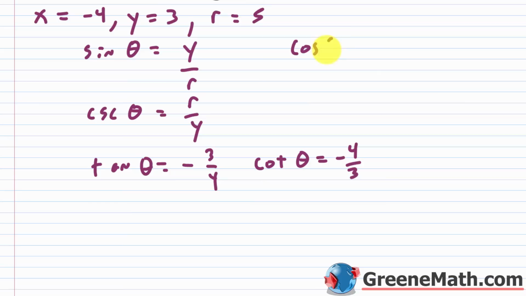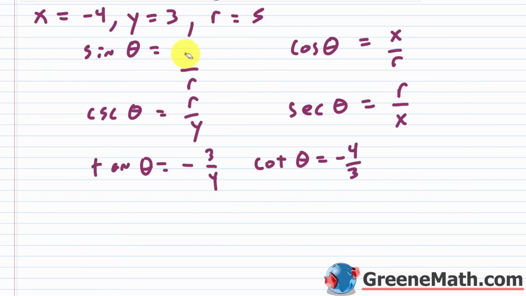So let's write the cosine of theta. That's going to be x over r. Let me make this theta a little bit better here. And then we have the secant of theta. That's going to be r over x. Okay, so now we'll just plug in. For the sine of theta, for y, it's 3. And for r, it's 5.